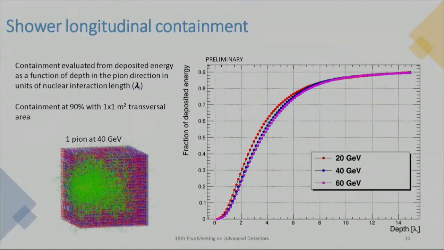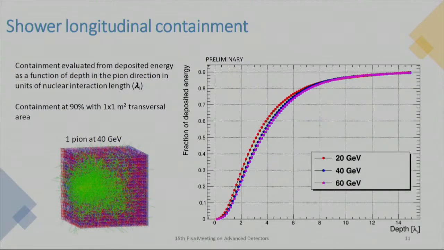In this plot, for example, you can see the longitudinal containment, expressed as a fraction of average deposited energy as a function of the longitudinal depth of the calorimeter expressed in terms of nuclear interaction lengths, for three different values of the pion energy. And in particular, you can see that 99% of the energy is contained within around 14 nuclear interaction lengths, that corresponds to almost 100 layers in our geometry.